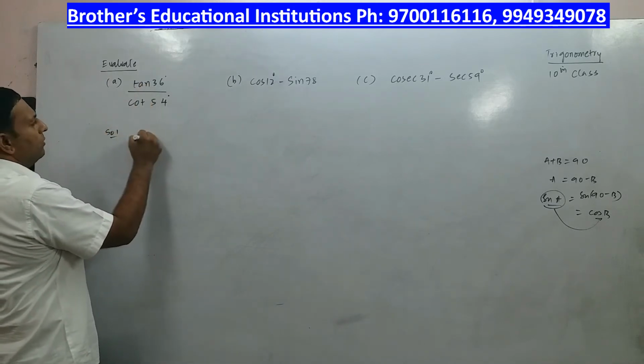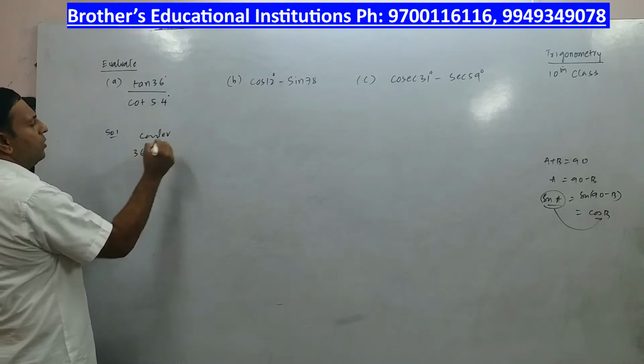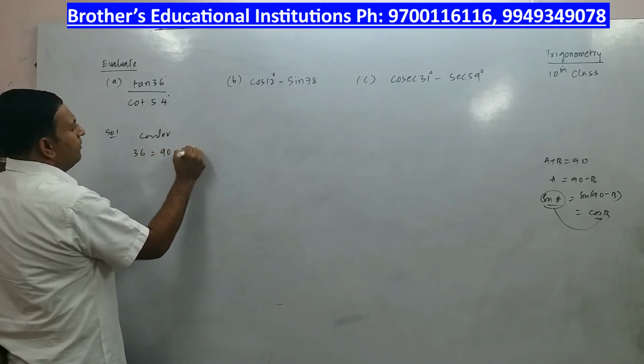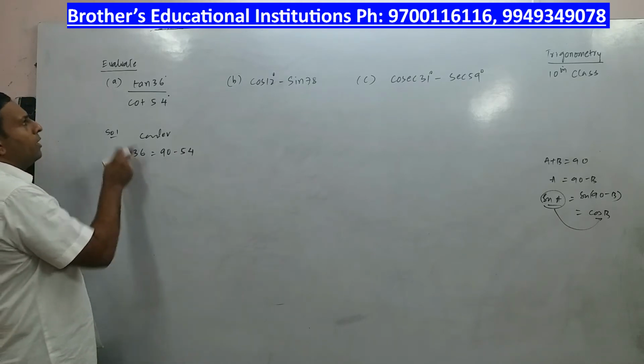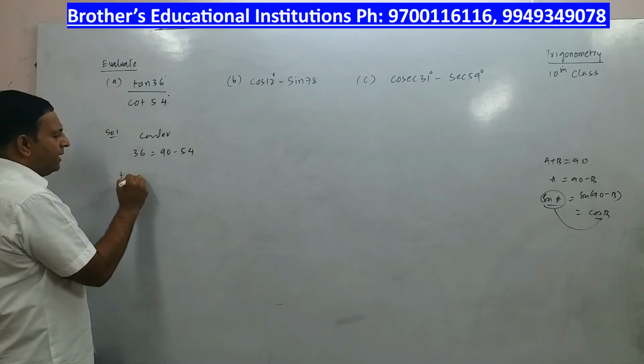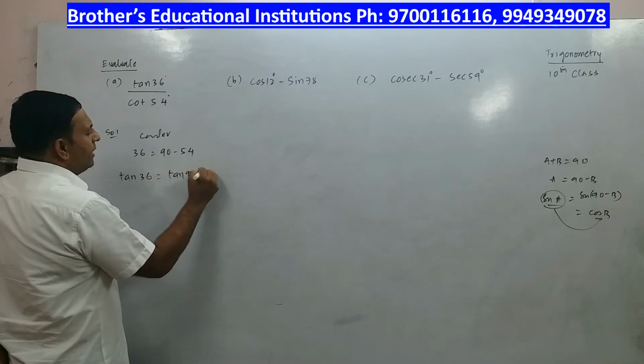What am I going to do? Consider 36 is equal to 90 minus 54. 36 is equal to what? 90 minus 54. It's normal algebra. Now what I want is tan 36. So I'll apply tan. Tan 36 is equal to tan of 90 minus 54.